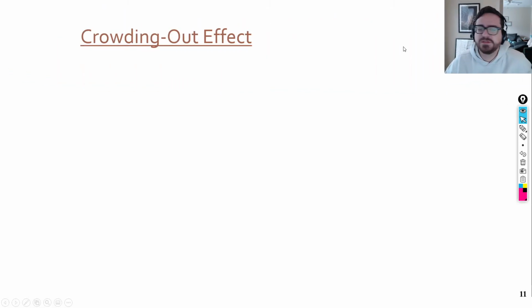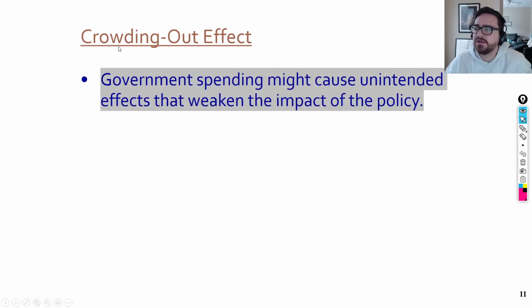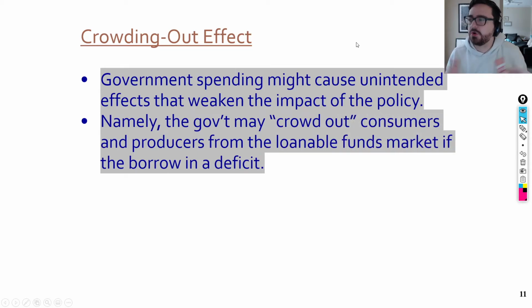Let me move myself over here. The crowding out effect, wherein government spending or tax revenue, this is government policy, but generally it's spending, might cause unintended effects that weaken the impact of the policy. Basically, an expansionary policy meant to help our economy might not help the economy as much as the government wants it to. The main reason here is the government may crowd out consumers, sort of block them out from the loanable funds market, if they borrow while in a deficit.